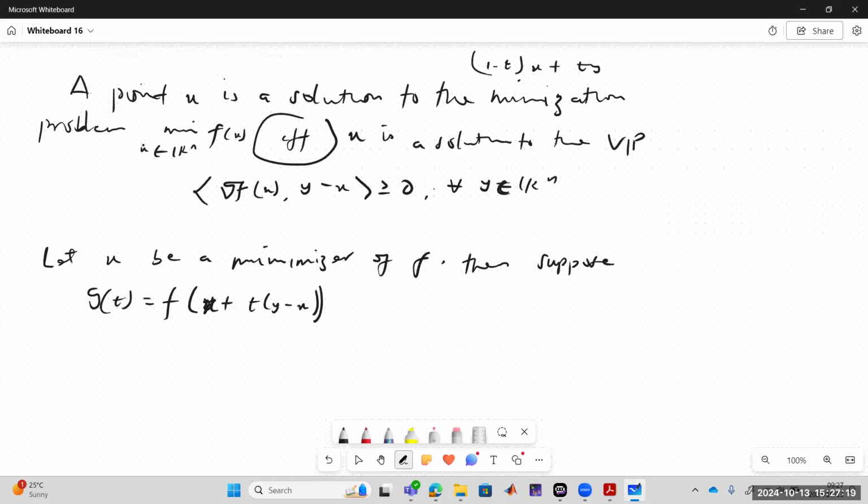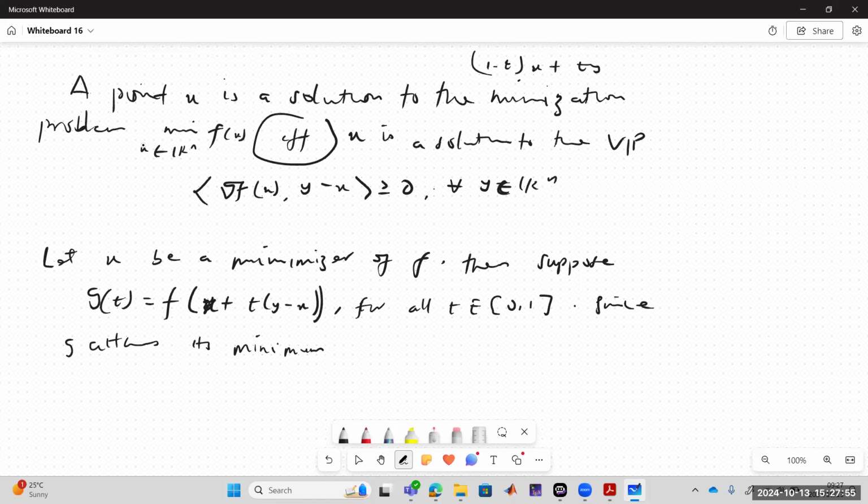So this will also be in the solution set for all t in [0, 1]. Now, g attains its minimum at t equal to 0. Since g attains its minimum, we set the derivative to 0.